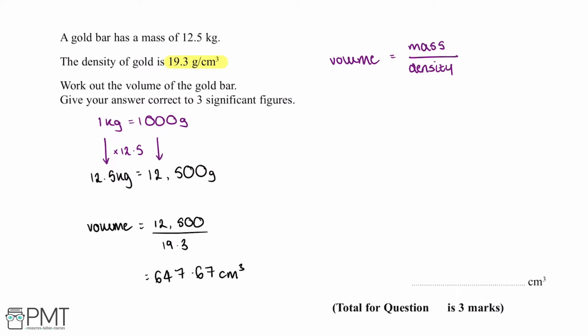Now the final thing we'll need to do for this question is give our answer correct to three significant figures. And 647.67 to three significant figures gives us 648 centimetres cubed. And this is our final answer. Now this question's worth 3 marks. We'll get our first 2 marks for a complete method, and we'll get our third mark for giving our answer correct to three significant figures.